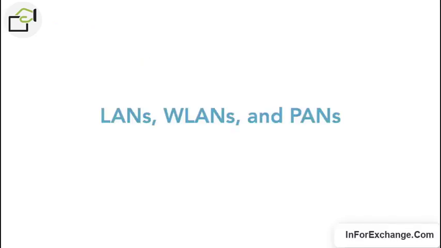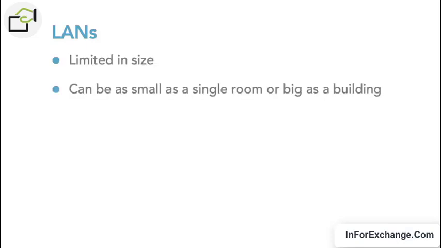Now that we've talked about WANs and MANs, let's talk about networks on a little bit smaller scale. Let's go ahead and talk about LANs, WLANs, and PANs. A LAN stands for local area network and is generally a network that is limited to a very small size or very small geographical area.